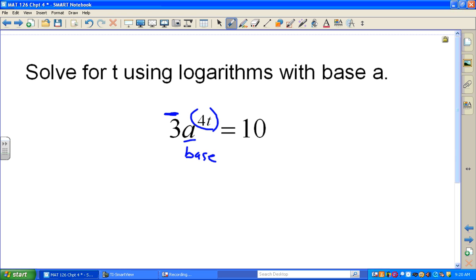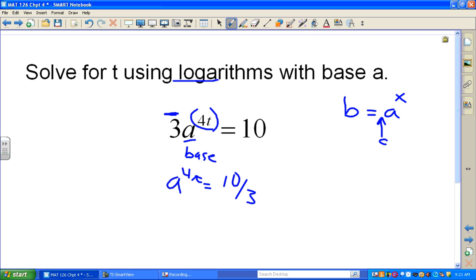This 3 has to leave before you can do anything. Remember, we want it of the form b equals a to the x. We do not want a coefficient right here before we rewrite it. The coefficient has to be gone. So, I'll divide by 3 first. A to the 4t equals 10/3. And now that I have that, I can rewrite it as a log.